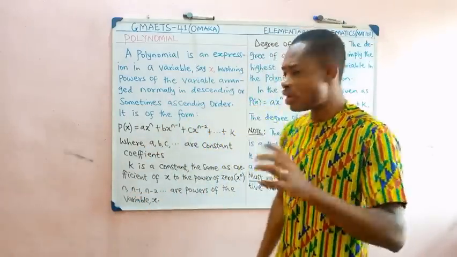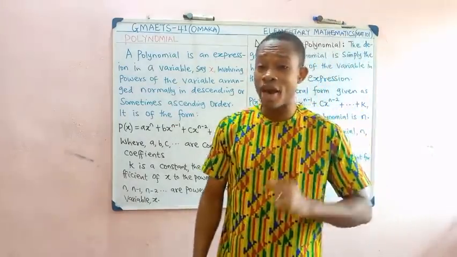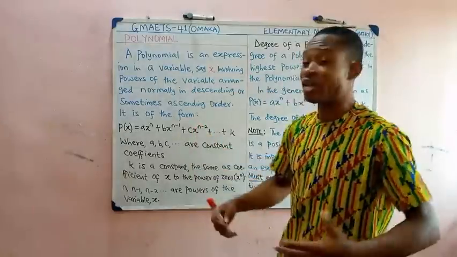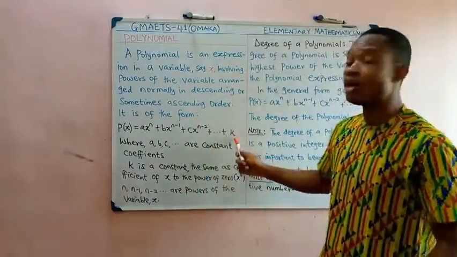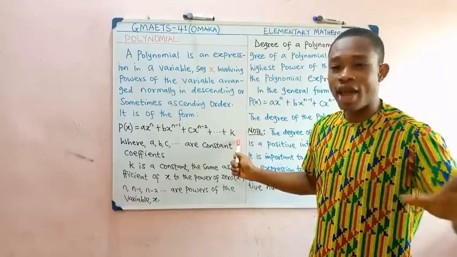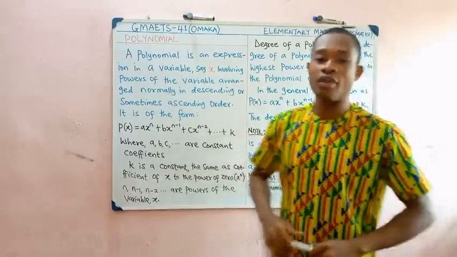So it's generally given as ax raised to the power n plus bx raised to the power n minus 1 plus cx raised to the power n minus 2. You can also continue plus dx raised to the power n minus 3 continuously until you get to a constant that does not contain x anymore. I chose to use k for the constant.